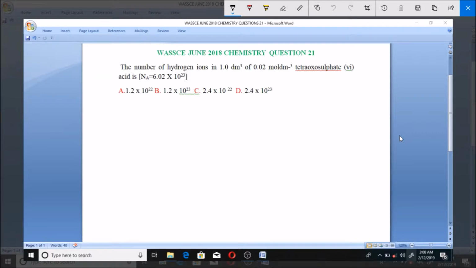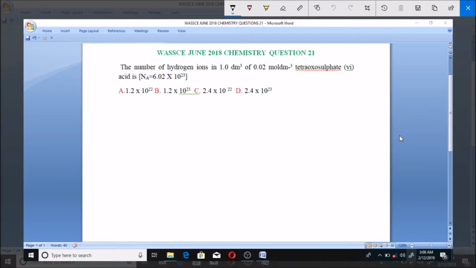So how do we go about solving this? Now, the answer to this problem is A, 1.2 times 10 to the power 22. So let's take down how we get to this.